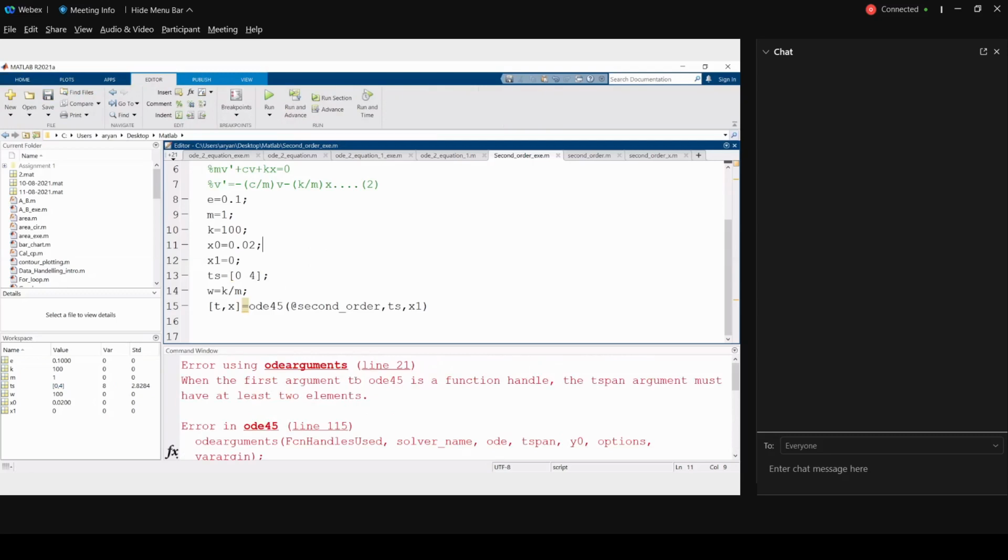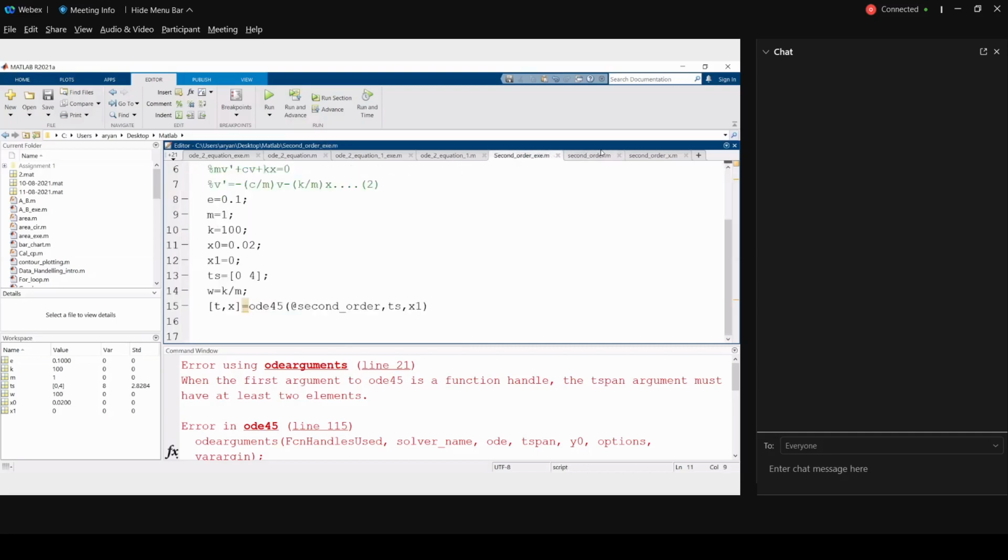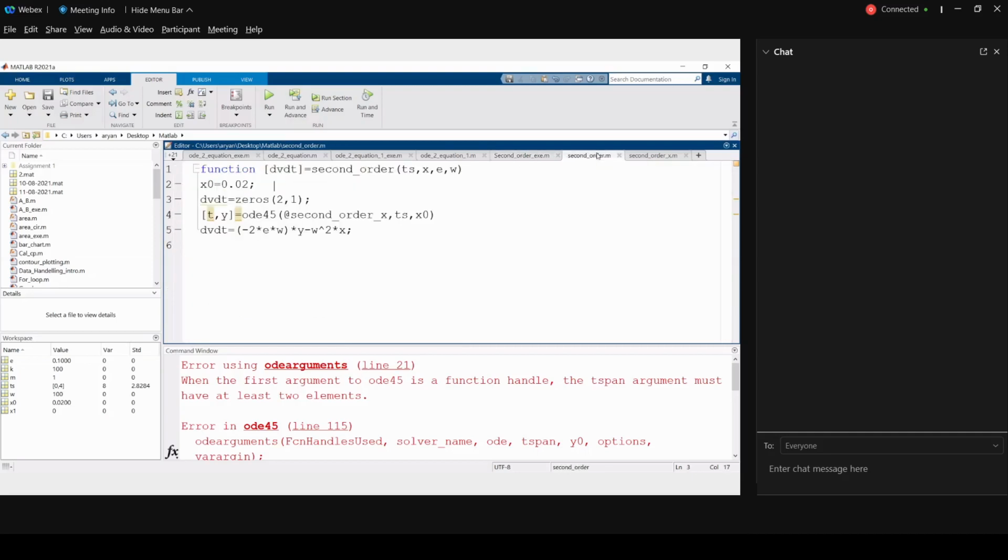Go to the first line. When the first argument t0 is a function handle, the tspan argument must be at least two elements. Did you create any function or file like tspan? No, sir. Why are you giving so many input arguments here? Go to your function file. You should give only two input arguments.